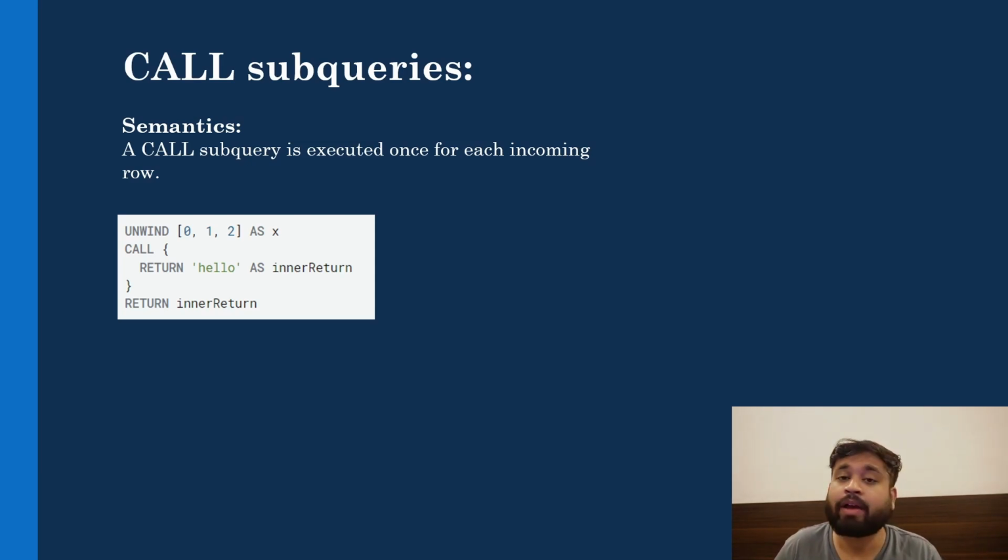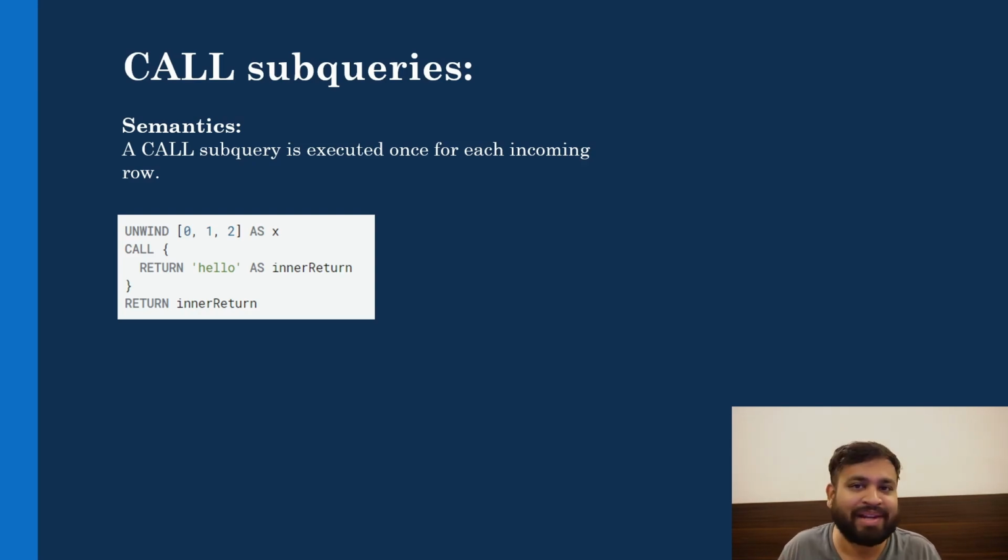As you can see, we have given the UNWIND operation here. UNWIND is nothing but converting the list into individual objects, and it is storing that in x, and we have the call subquery, and in brackets we are just returning hello as the inner return. The inner return means that we have to provide the RETURN clause, which will be nothing but the results of your inner query, and we are going to use that afterwards in the outer scope, which is nothing but RETURN inner return. Here the results will be, as it is running once for each incoming row, there are 3 elements, which means 3 rows, so it will print hello 3 times.